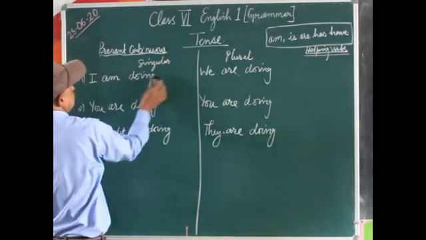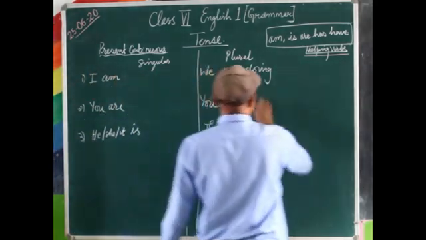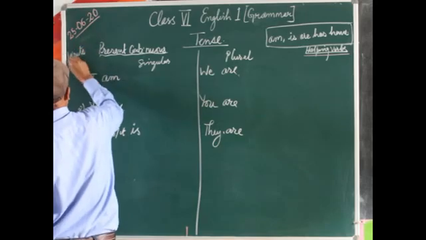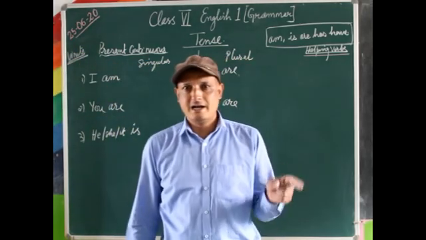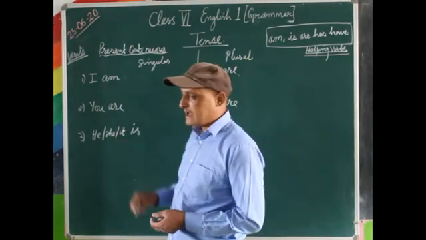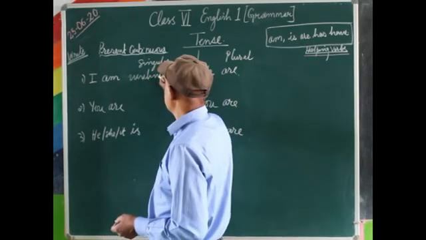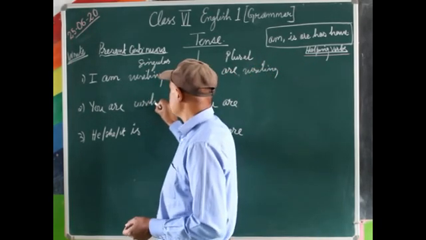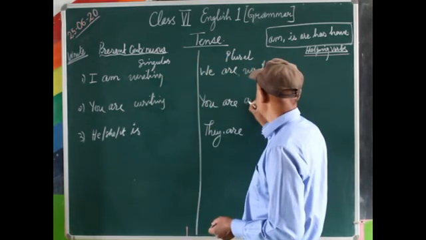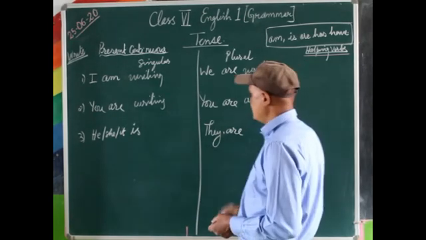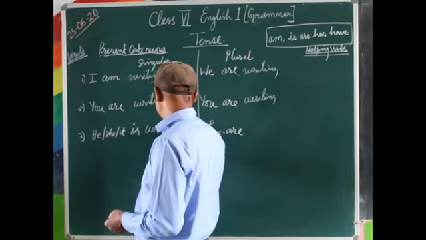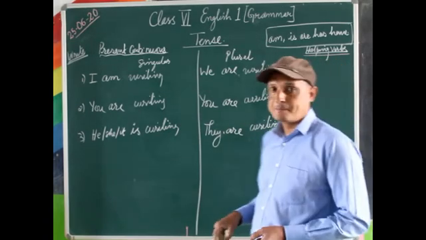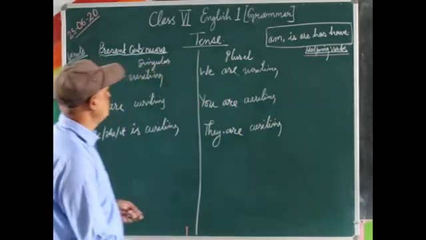Think about a verb. Let's take write, W-R-I-T-E. So what would be the continuous form of write? W-R-I-T-I-N-G, writing. So what do you have here? I am writing. We are writing. You are writing. You are writing. He, she, it is writing. Then we have they are writing. Do you get it? ING to the root form of the verb.